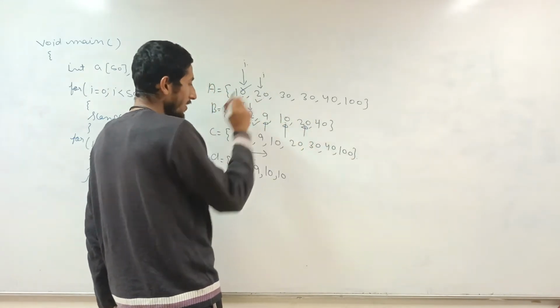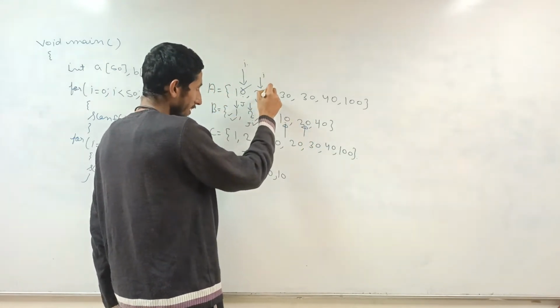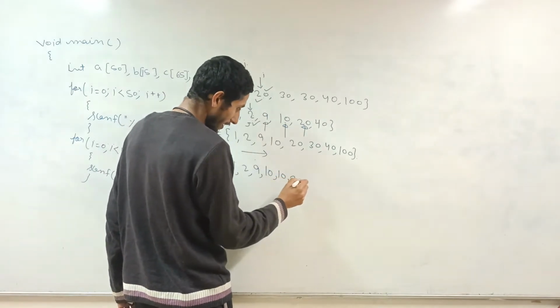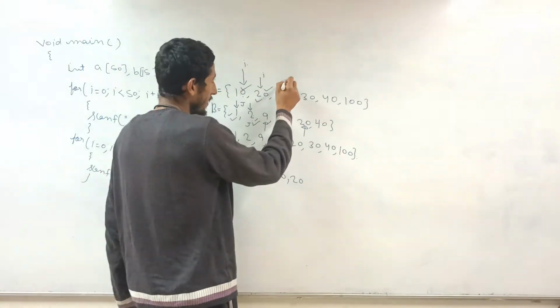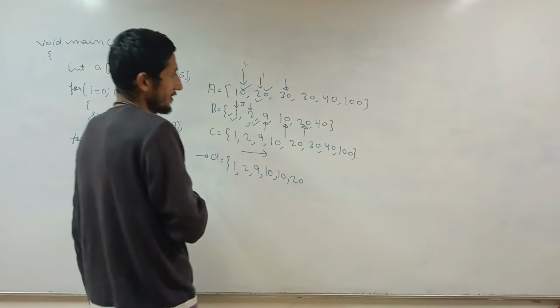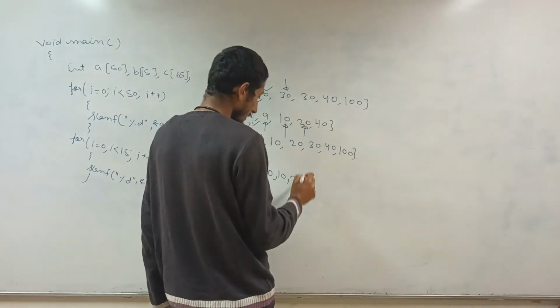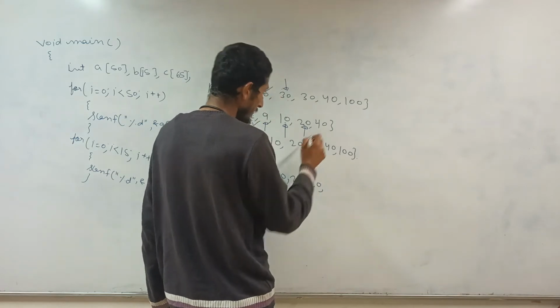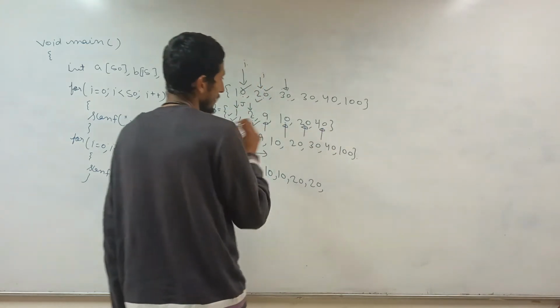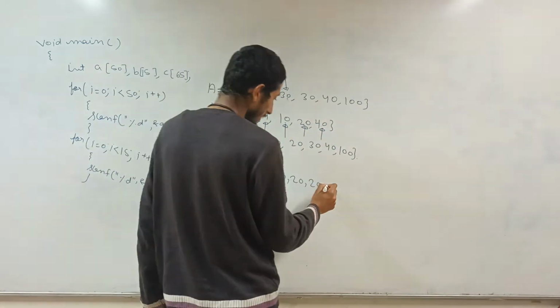Then this 20 and 20 will compare. So this 20 will come inside this array, and the value of I will be incremented by 1 like this. Okay. Then this 20 and 30 will compare. This 20 will come, control will come here. Then 30, 40 will compare.